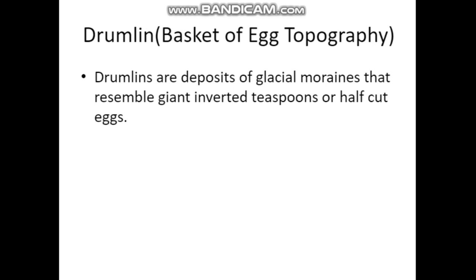So drumlin or basket of egg topography. That is another name for drumlin. It is also called as basket of egg topography. So drumlins are deposit of glacial moraines that resemble giant inverted teaspoons or half-cut eggs.